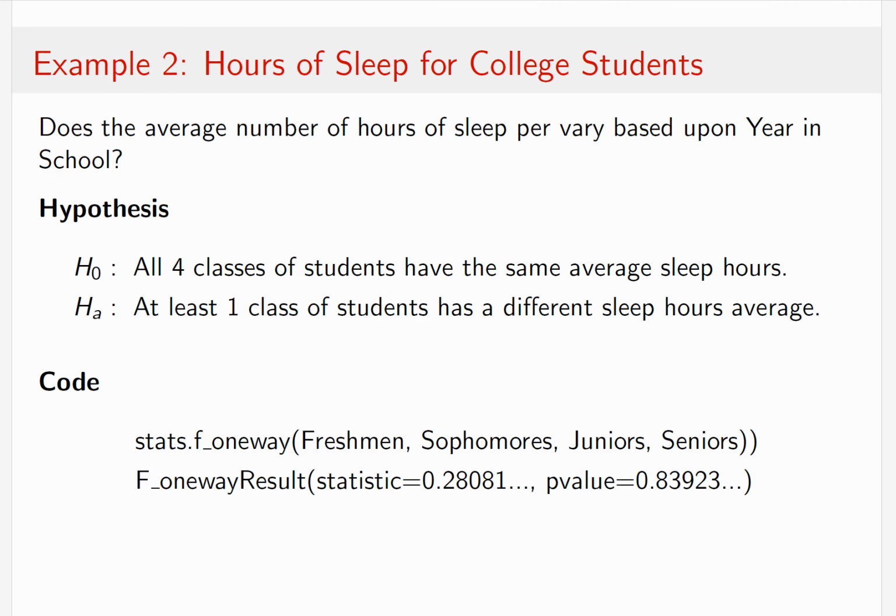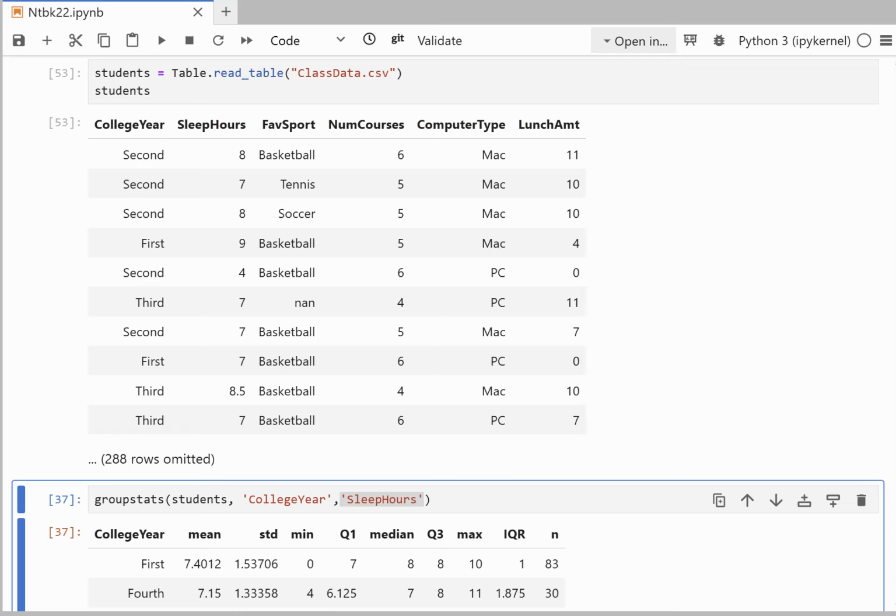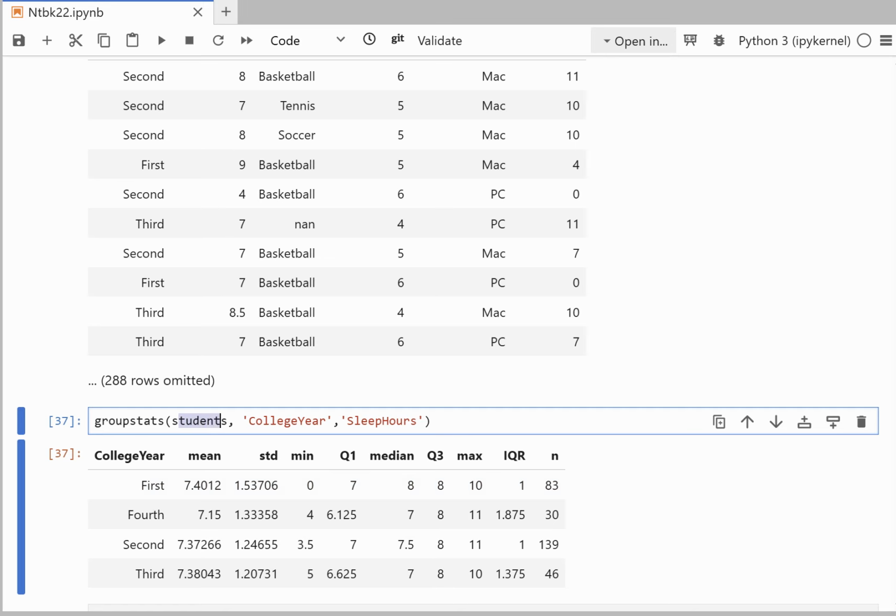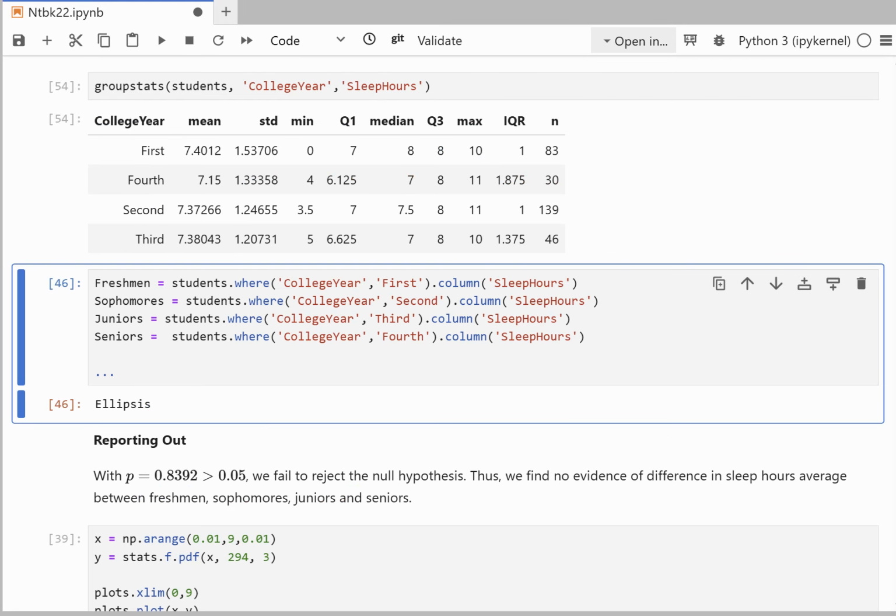And we run it in the same way, but notice now I have four arrays that I have to create. It wants array data in the stats f underscore one way, so I have to create a separate array for every single one of the groups. So I'll need to create four arrays. If you look in your notebook, we have those four arrays created for us, and we've done group stats, okay? So group stats, students is the table name, college year is the title of the grouping variable column, and sleep hours is the title of the numeric variable column that we want to use.